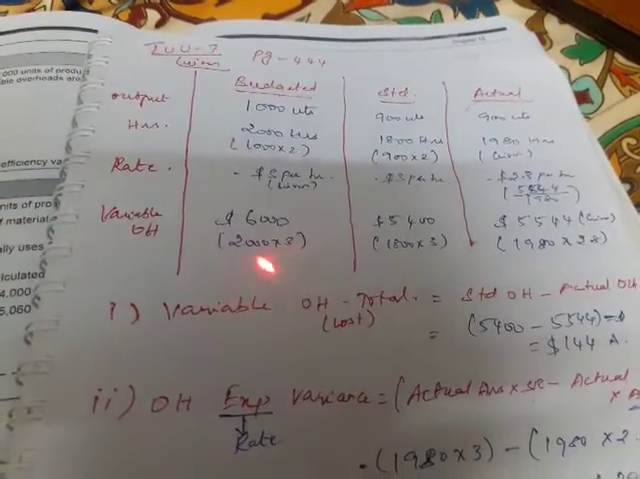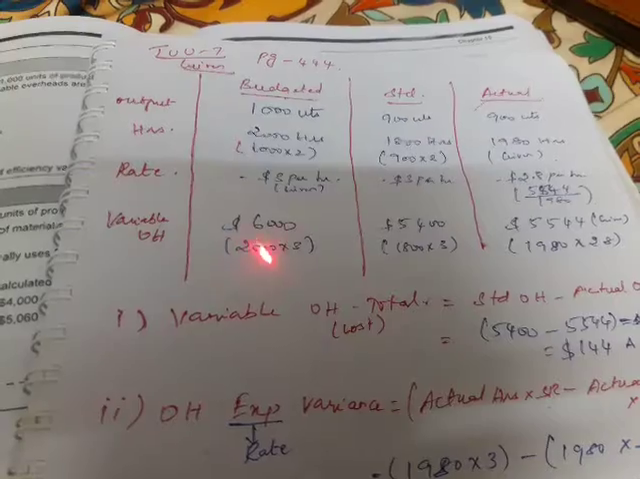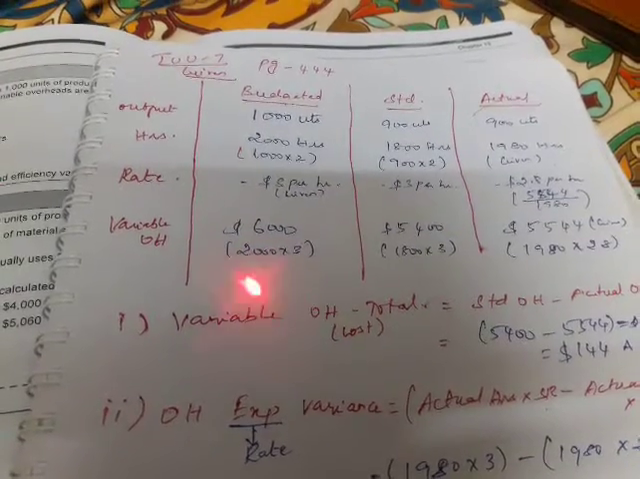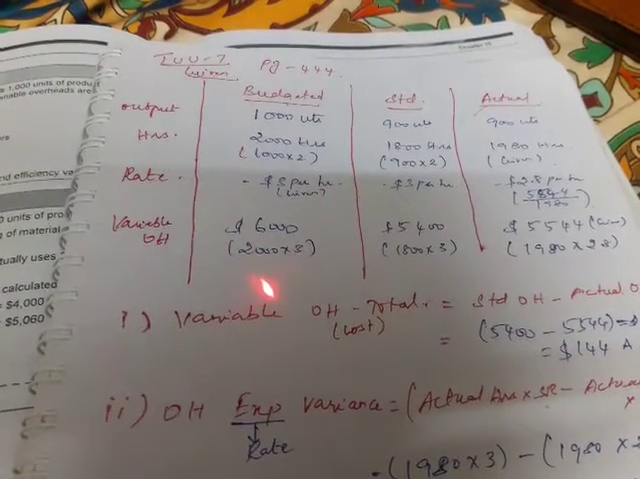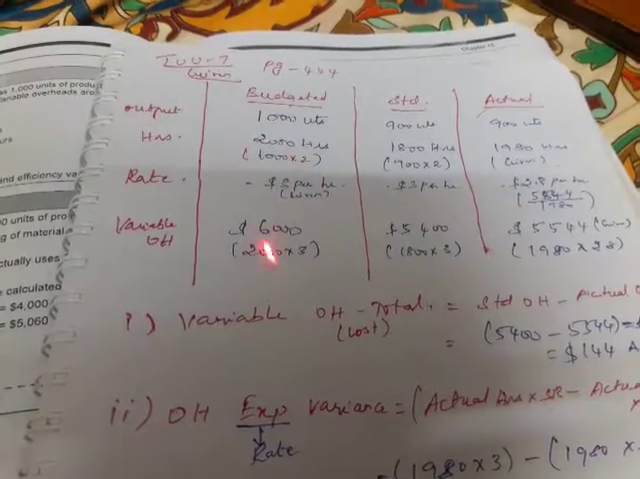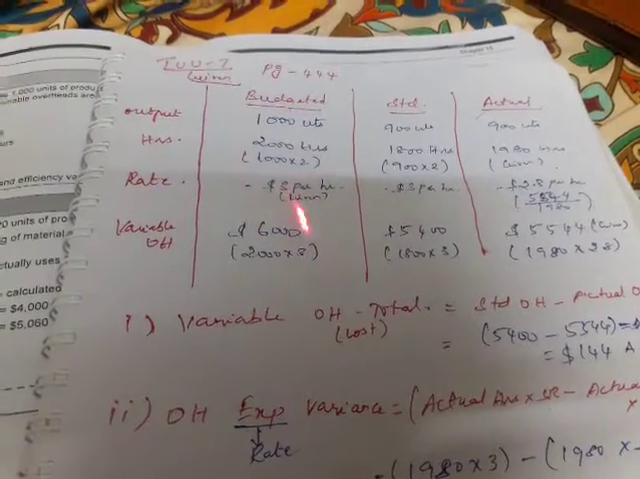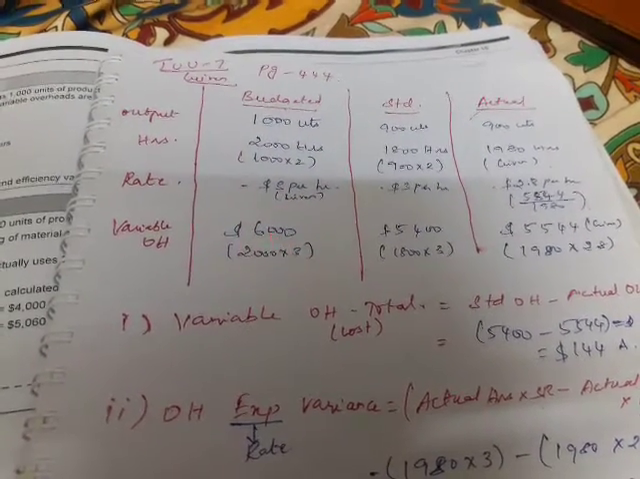Then variable overhead. What is the variable overhead? Here, variable overhead is nothing but hours into rate. How many hours do you work here? 2000 hours. What is the rate? $3. So 2000 into 3 is 6,000. It is not given in the question.